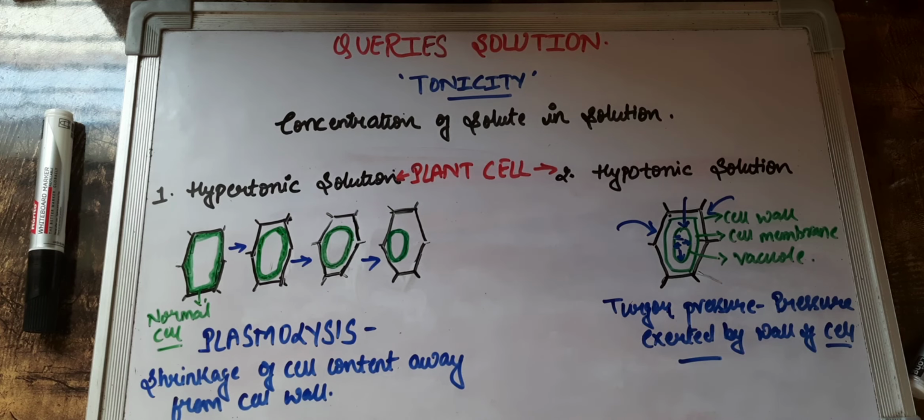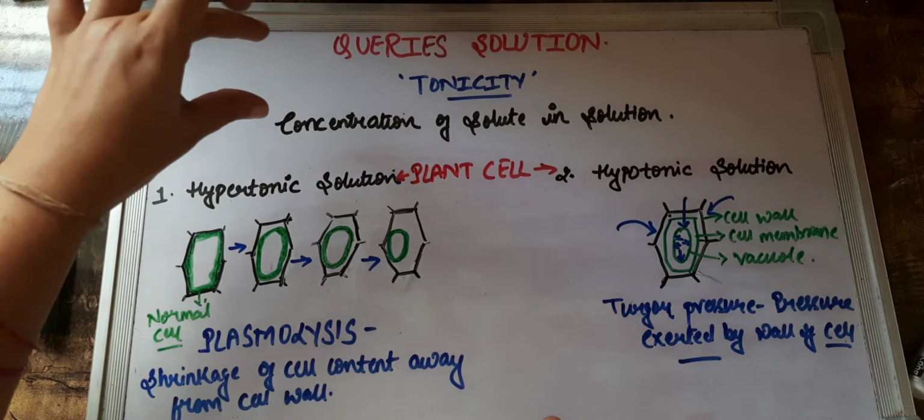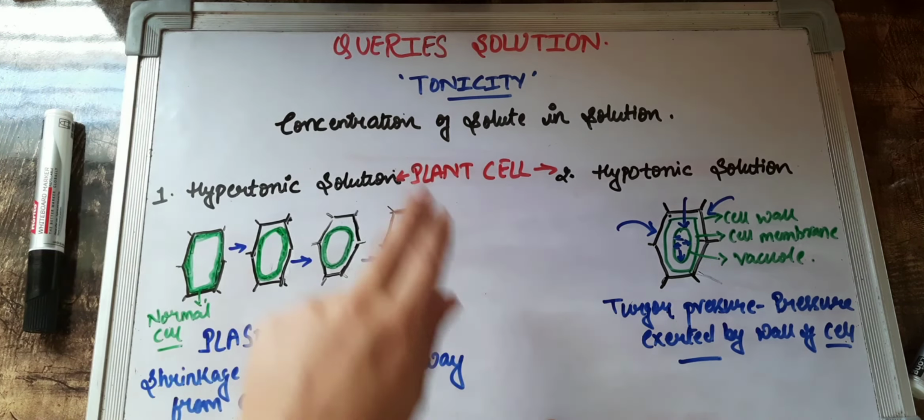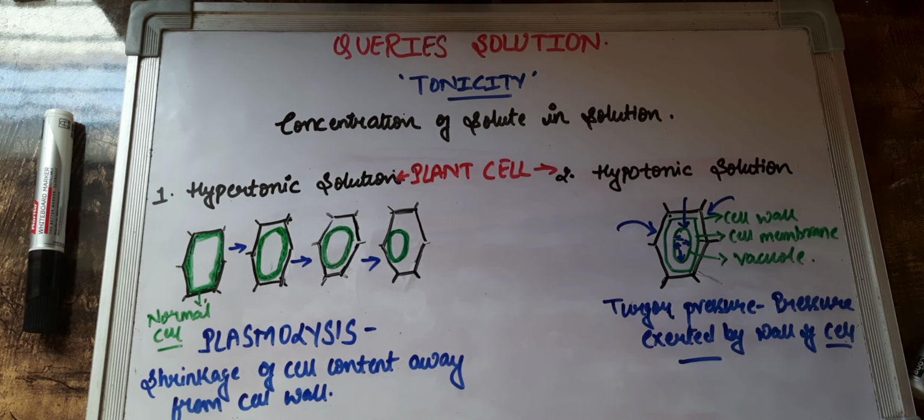So these were all the changes that I wanted to explain to you, children, with respect to the concept of tonicity. In today's video we have seen what will happen if we place an animal cell in all three types of solution, and now we have seen what will happen if we place a plant cell in all the types of solution. So I hope you are clear with the video.